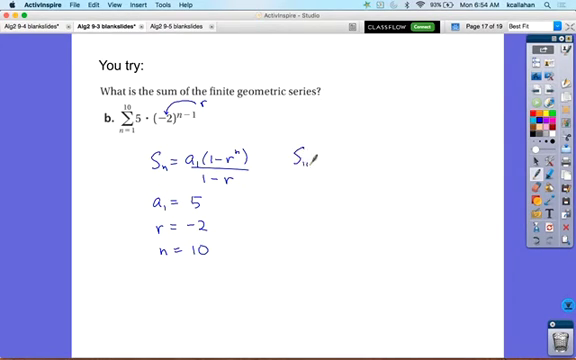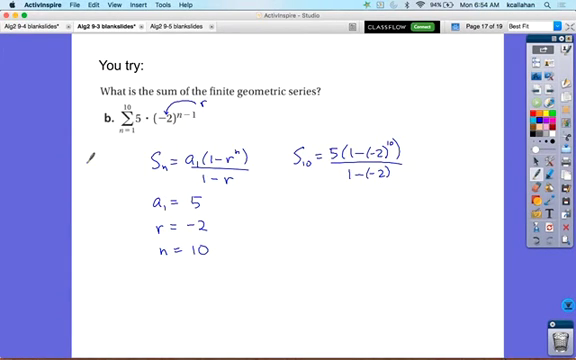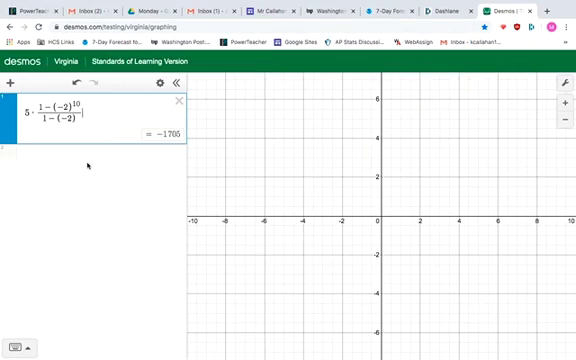So S10 equals A1 times 1 minus -2 raised to the 10th divided by 1 minus -2. Go to the Desmos. And I think that's it. Let's see. 5 times 1 minus -2 to the 10th over 1 minus -2. That is correct. So -1705.